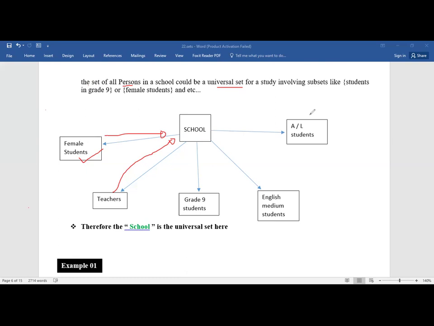So these are subsets. I will put S. Subset, subset, subset, subset, subjects of the school. Then the school becomes the universe. That means the school is the universal set. So how do we denote the universal set? This is the special symbol.